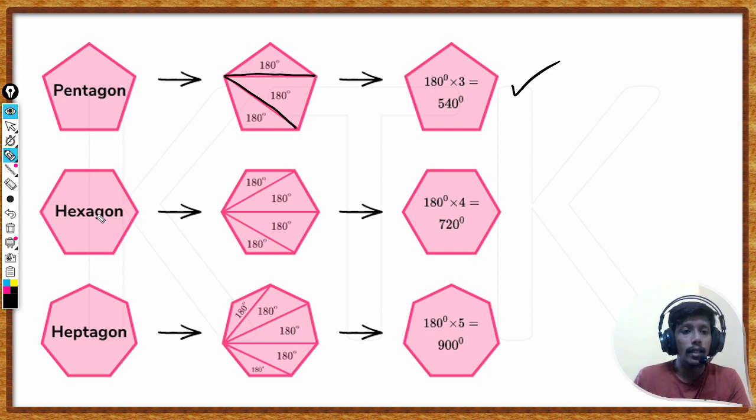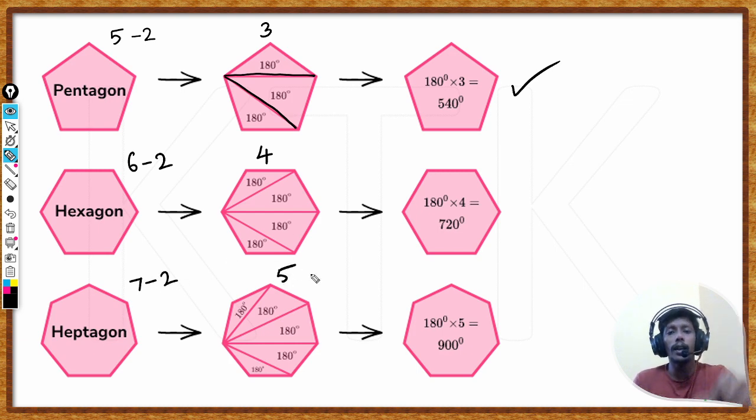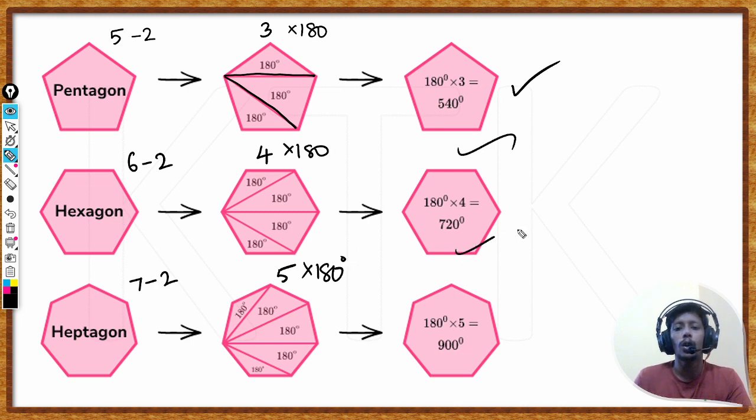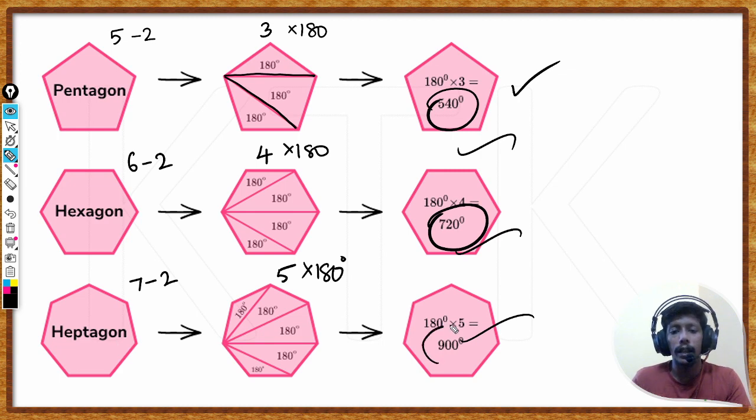In the same way, for a hexagon, how many triangles? 4 triangles. What I told you, number of sides minus 2. So 5-sided means 5 minus 2, 3 triangles. 6-sided means 6 minus 2, 4 triangles. 7-sided means 7 minus 2, 5 triangles. Whatever number of triangles you get, you just multiply by 180 and you will get the total. So for a pentagon, the sum of all interior angles is 540. For a hexagon it is 720. For a heptagon it is 900.